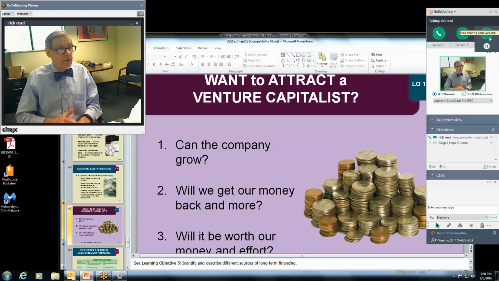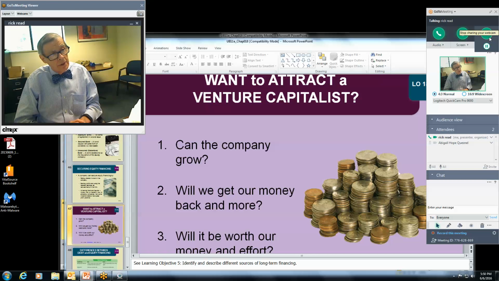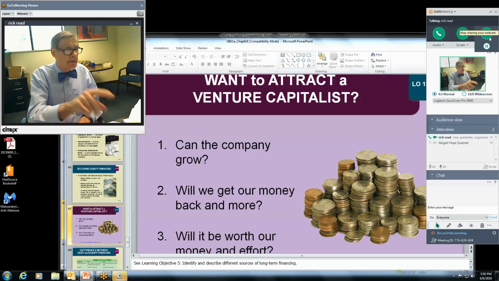Is your potential going to go this way, or is it going to kind of stay here, or is it not too good at all? And whether or not we're going to consider it. If we decide to lend you money, are we going to be able to get our money back? And a corollary that goes along with this is, how quickly can we get it back? Now it says they're back and more.